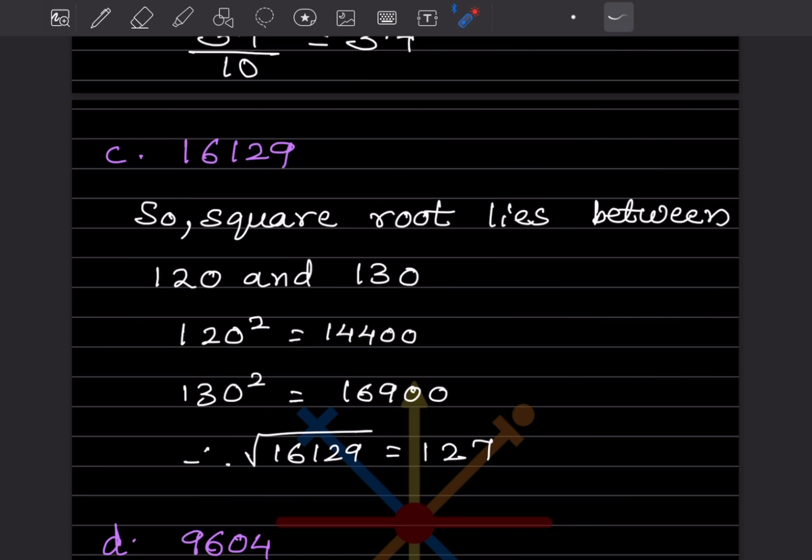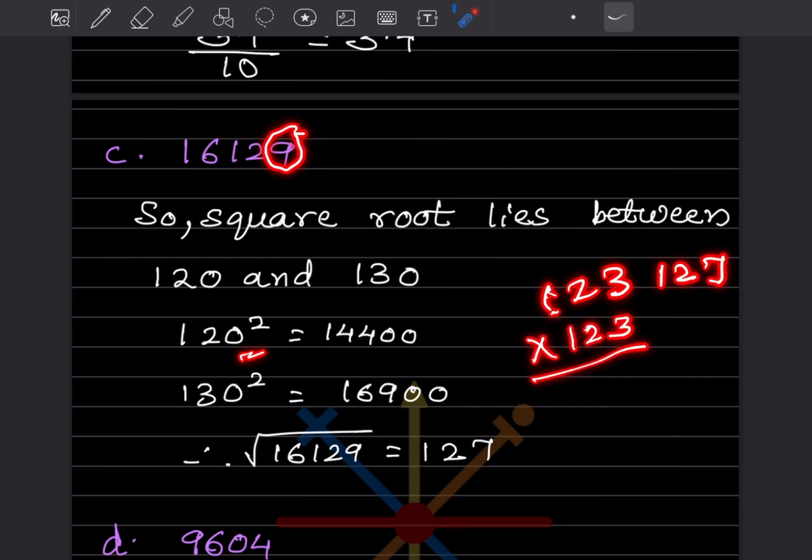So here you can see the last number is 9. So it has to be 123 or it has to be 127. So you can just see 123 into 123, what do you get? And 127 into 127, because the last digit is the unit place.